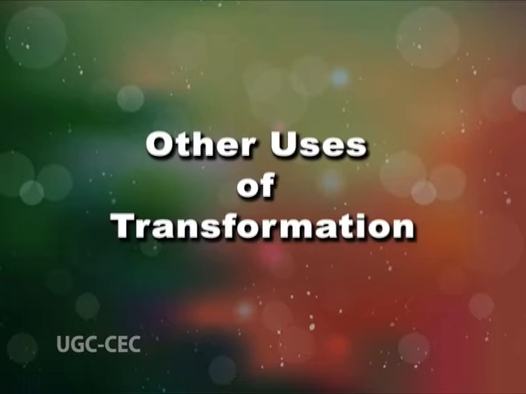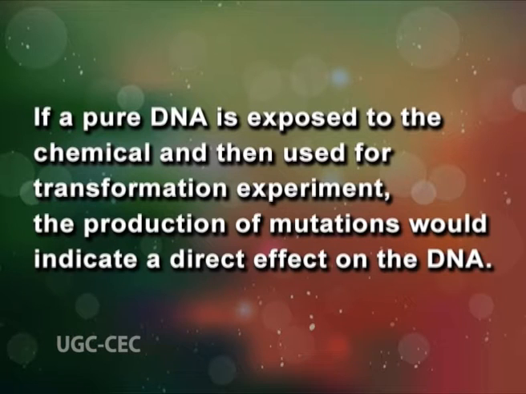Other uses of transformation. Other than mapping, transformation is used to determine whether certain chemical agents act directly on DNA. When any bacterium is exposed to a certain chemical and undergoes mutagenesis, then just by production of mutants, one cannot be sure that the chemical has directly acted upon the bacterial DNA. Alternatively, a metabolite of the chemical could be an active substance, or the chemical could have induced some mutagenic pathway. Thus, if a pure DNA is exposed to a chemical and then used for a transformation experiment, the production of mutations would indicate a direct effect on the DNA.